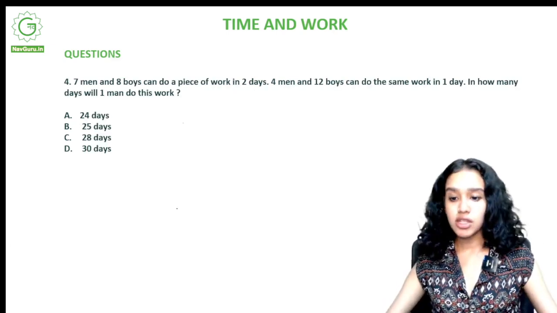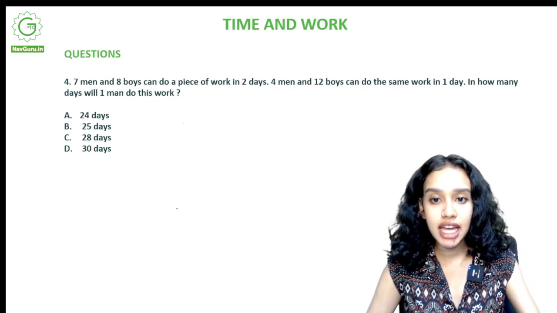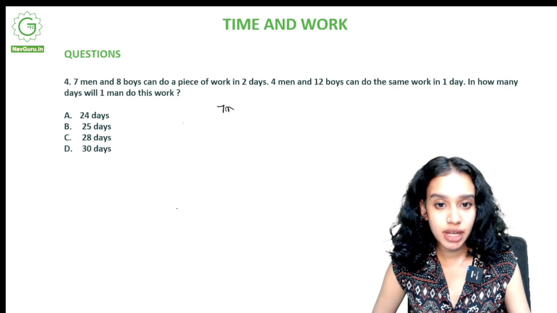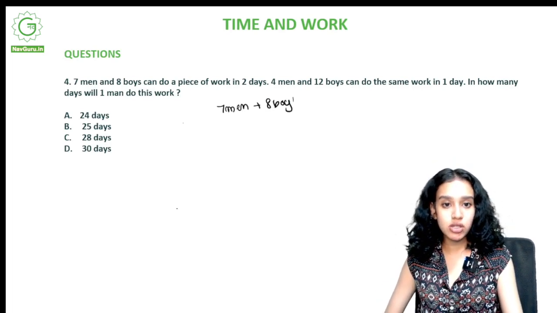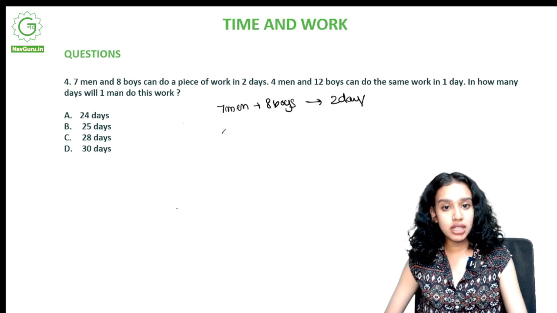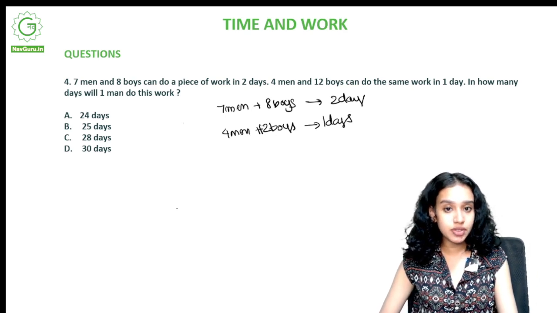Now, let's solve this question from the chapter Time and Work. 7 men and 8 boys can do a piece of work in 2 days. 4 men and 12 boys can do the same work in 1 day. In how many days will one man do this work, right?